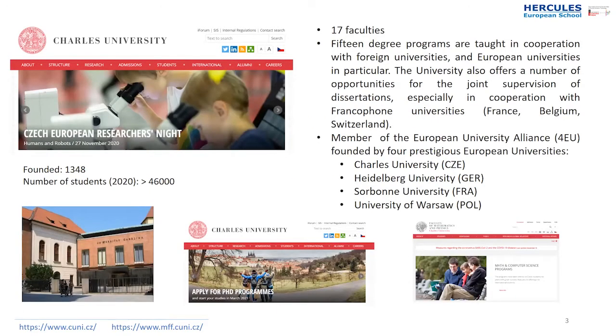Charles University, where I am appointed right now, is a very old university. It was established by Charles IV, the Roman Emperor and Czech King, in 1348. Nowadays, it has more than 46,000 students. It has 17 faculties. One of them is the Faculty of Mathematics and Physics. And it's a member of the European University Alliance, together with Heidelberg University, Sorbonne University, and University of Warsaw.